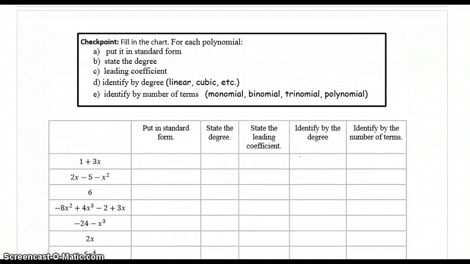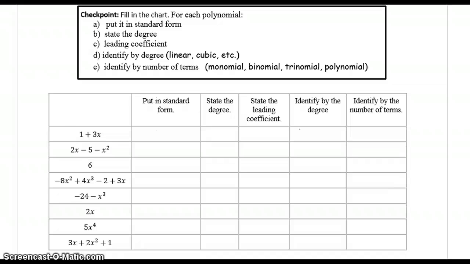You will see this chart where it says checkpoint. So this is what you will need to do for homework, and I'm going to go ahead and do the first one with you. We are just filling in this chart. So starting with the polynomial 1 plus 3x, first we need to put it in standard form. So we start with 3x, or 3x to the first, plus 1.